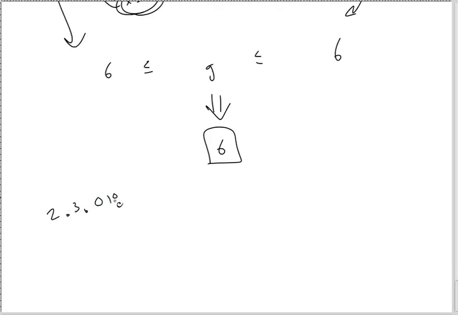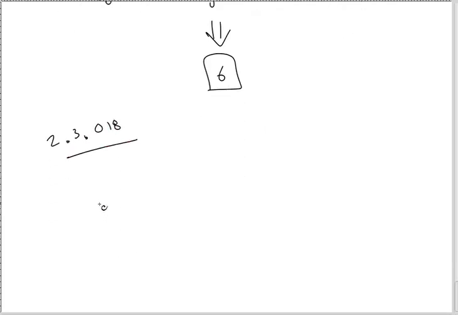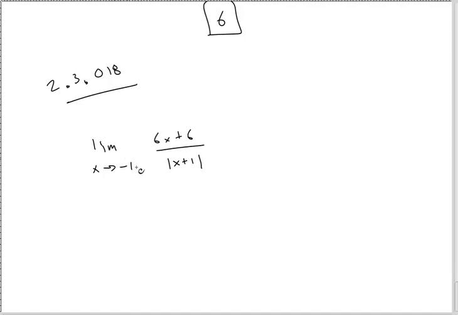All right. So 23018. I got a limit as x approaches negative 1 of 6x plus 6 all divided by x plus 1. And so here's an interesting thing here. Could I plug in something that's really close to -1? So could I say a negative 0.99999? Or could I plug in a negative 0.1 or negative 1.00001?